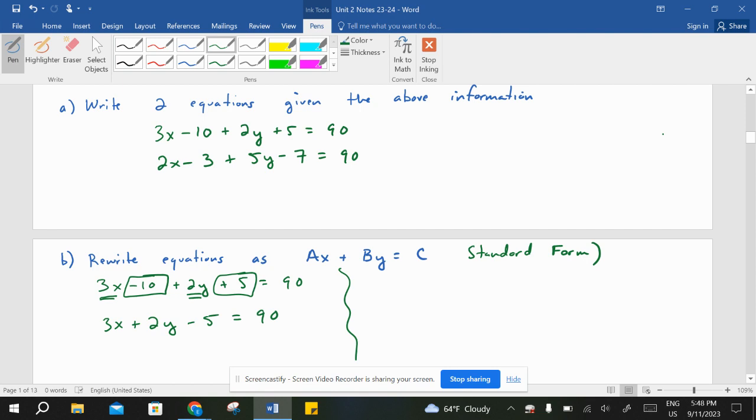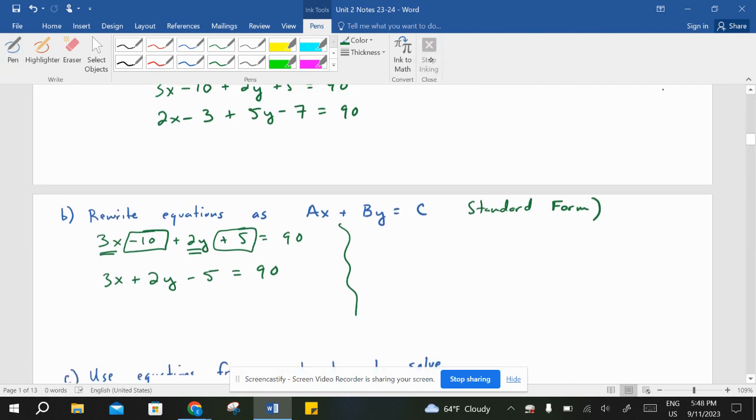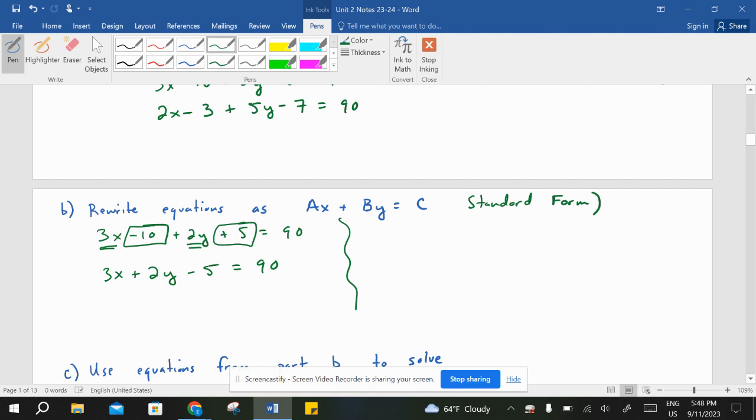So pretend like you're solving a regular equation, except you're going to have two variables. I'm still going to have to get rid of that 5. Remember, whatever you do to one side of the equal sign, you have to do to the other. So my final equation in standard form would be 3x plus 2y equal to 95. This is the equation, or one of the equations, that we want to use when we are solving for the system.